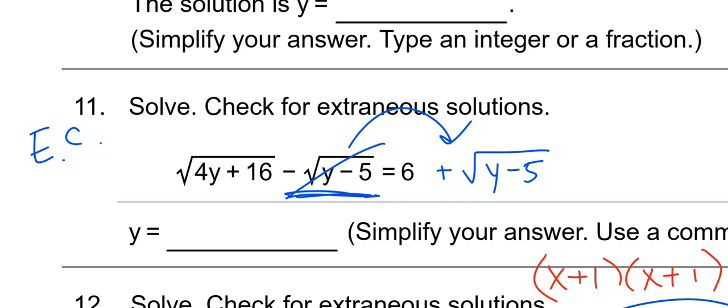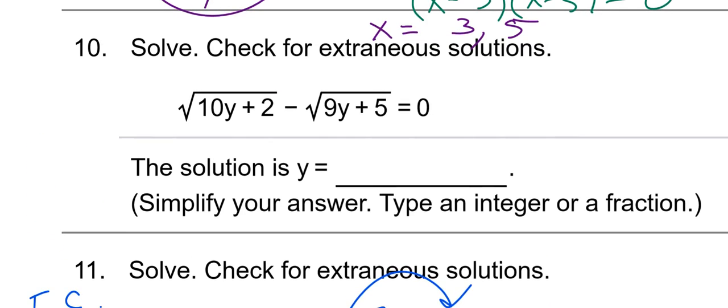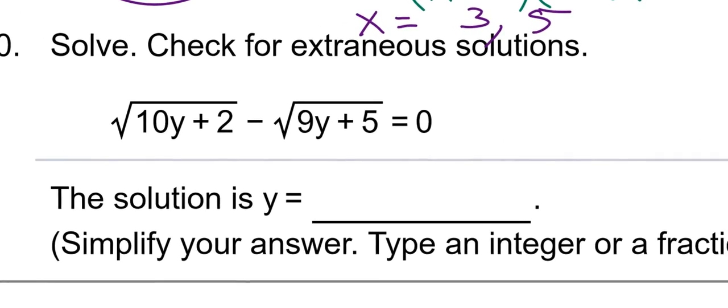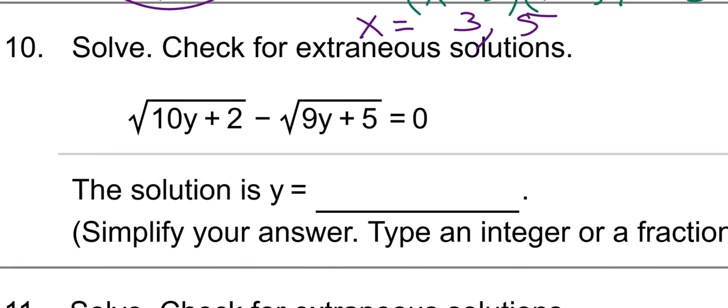Which means this person has to isolate the radical that's now left on this side, get everything else moved to the other side, and then square both sides a second time. Most of you are not going to do that. That's why I'm not requiring this question from you. However, question 10 is different. Question 10 is not the same. So 11 would be an extra credit question because you'd have to square it twice eventually. But 10 is not as difficult as that.